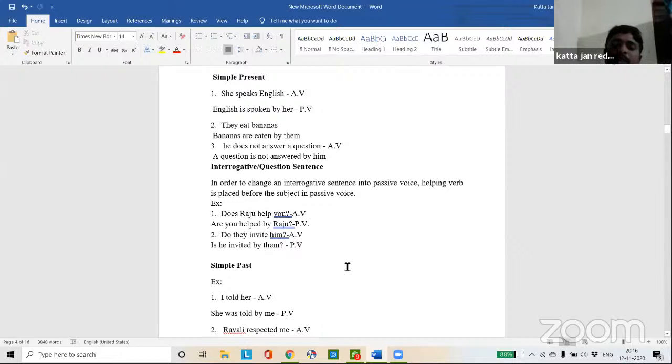See here, does Razu help you? Again, first step: Razu is the subject, help is the verb, you is the object, right? Razu helps whom? You. So you is the object. Okay. Now, what do we actually do first? Second step, the object is changed as the subject, right? You changed. Object changed as subject.